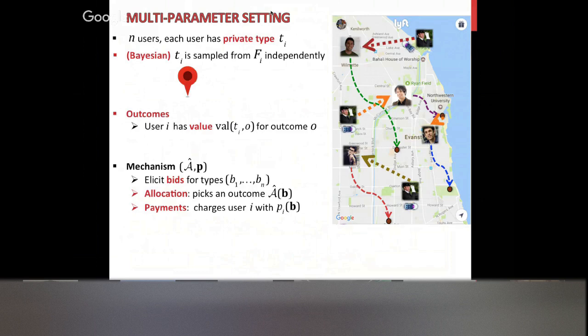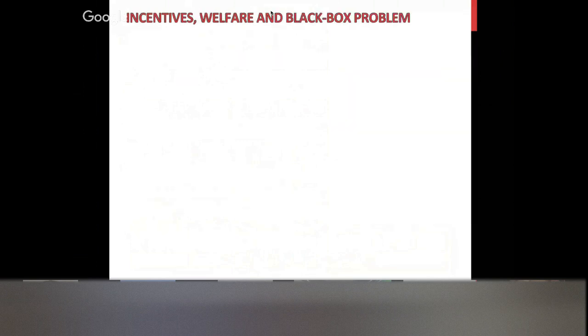It might be a non-truthful submission, but they just submit some numbers. They're not numbers, they're like elements of type spaces, and type spaces are general sets. So they submit t1 through tn. And then the mechanism designer, which has two functions, the allocation and payment, picks the outcome A hat of b and charges each person with some payment Pi. And the utility of the user is value minus payment, the quasi-linear assumption.